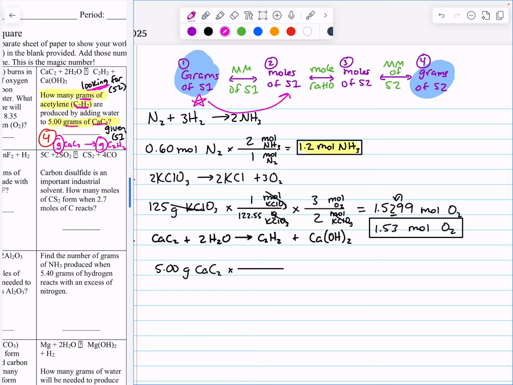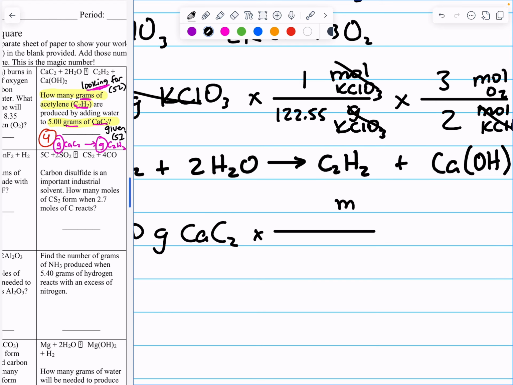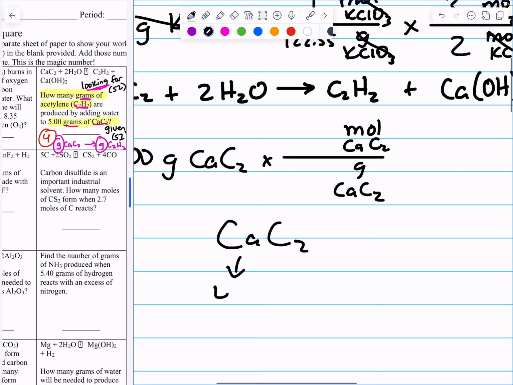Moles of S1. My starting point is CaC2, that will be my S1. So I'm looking for moles of CaC2. I'm going to cancel out the gram, so I put that at the bottom. Moles per gram of the same substance is molar mass. So CaC2. Calcium, I believe, is 40 point something, but let me just double check that.